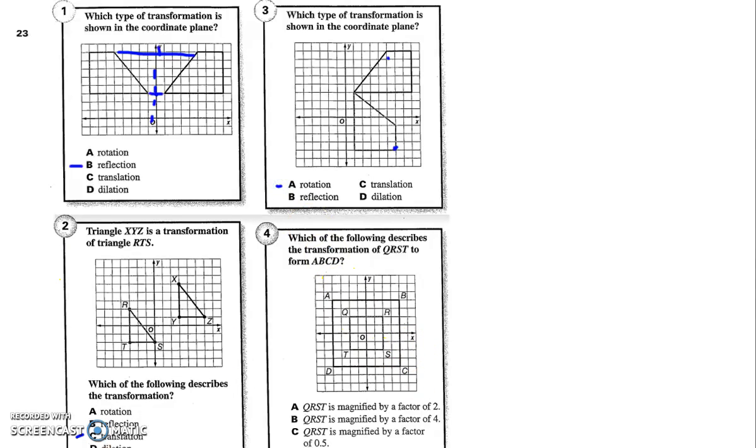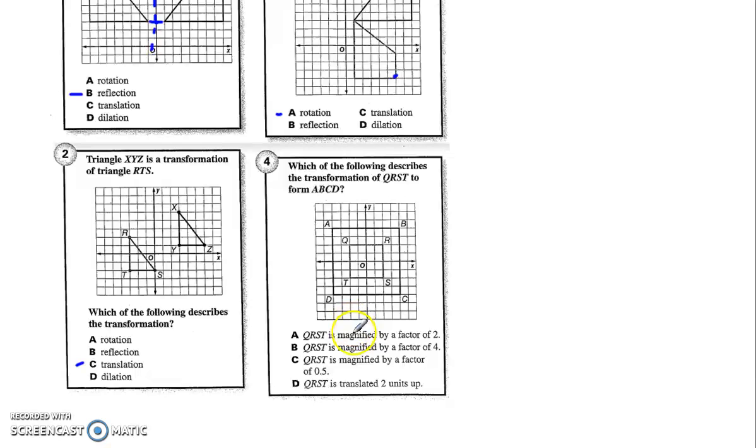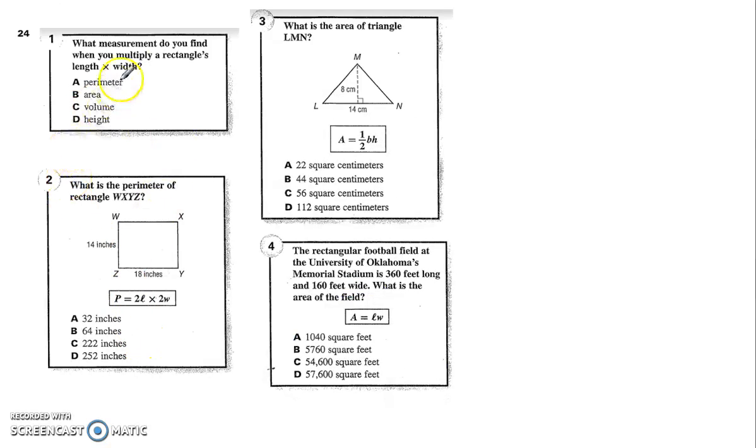Rotation. And then here, what kind of a factor? Magnified, or obviously not translated, because that one's bigger than this one. Okay, so here we have 4. This side is 8, if you count the boxes. So we are going from QRST, so from the small one to the big one. And the big one is 2 times the size of the small one. So this is 4, this is 8. So it is magnified by a factor of 2. 2 times 4 is 8. So it is A. Page 24.